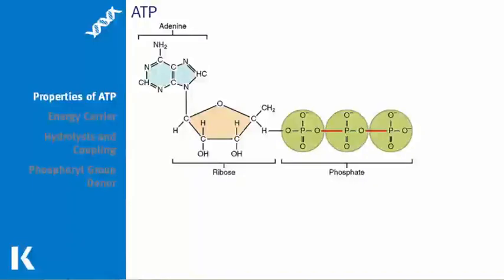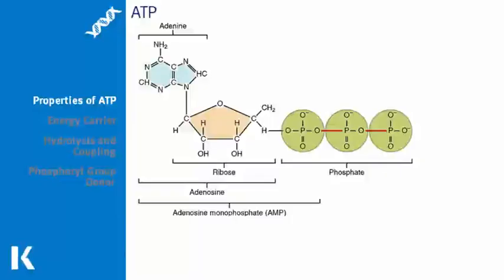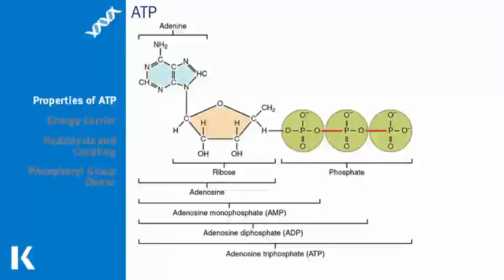So if you have just the ribose sugar and adenine, we would call this adenosine. But if we add on a phosphate, we call it adenosine monophosphate, or AMP. Add a second, and we get ADP. And then finally, with the third, we get adenosine triphosphate, or ATP. Now, why does this make a good energy carrier molecule? Well, let's think about the bonds, highlighted in red.